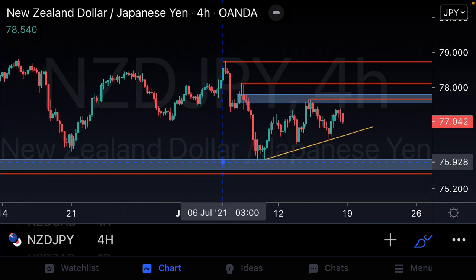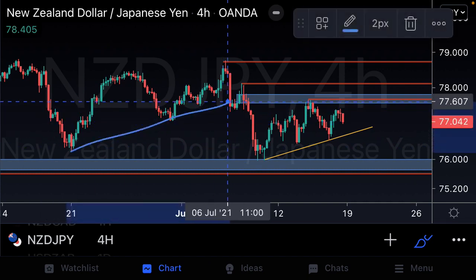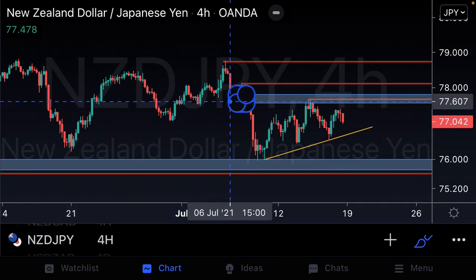So taking that information from our daily and dropping down onto the H4, we'll then begin to isolate structures that will support this daily directional bias.